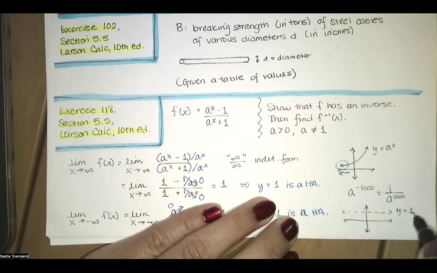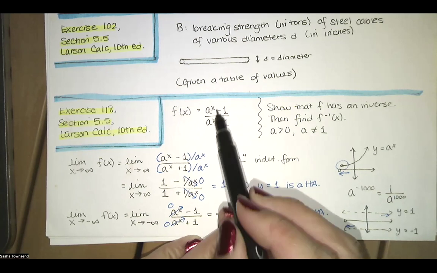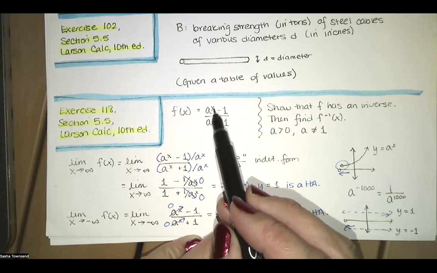This is y equals 1. This is y equals negative 1. And as x goes to positive infinity, y is approaching 1. And as x goes to negative infinity, y is approaching -1. And at x equals 0, I have a to the 0, which is 1.